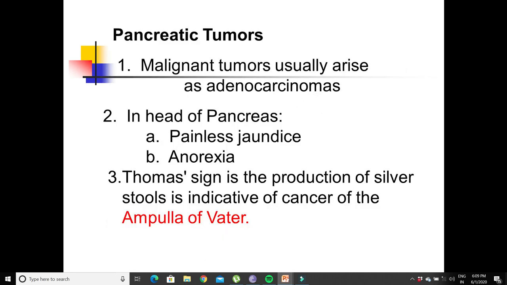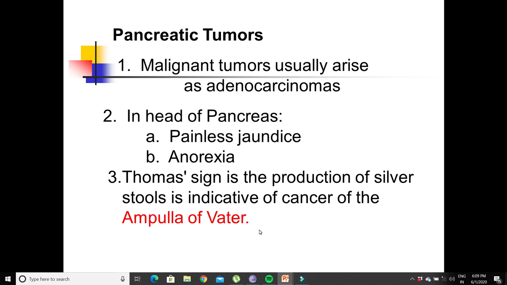Finally is the pancreatic tumors. What happens? The most common malignant tumors arise as adenocarcinomas, and if there is a tumor in the head of the pancreas, the patient presents with painless jaundice and anorexia. Anorexia means the patient doesn't feel hungry, loss of hunger. And there is one sign that is known as Thomas sign, that is the production of silver stools, that is indicative of cancer of the ampulla of Vater.